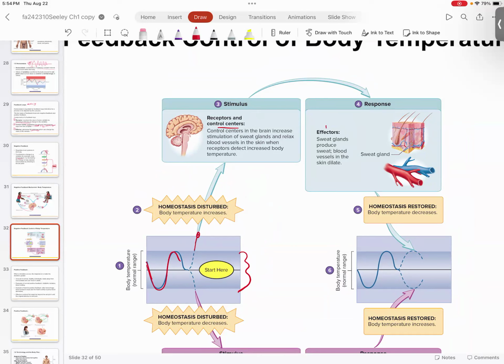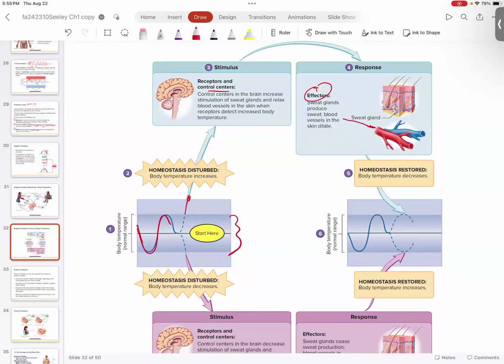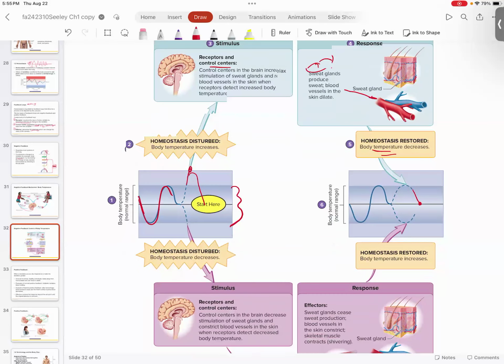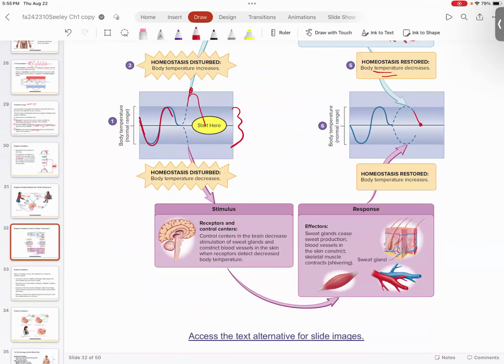And then it's going to send these instructions to your sweat glands, which are in your skin. It's also going to send instructions to your blood vessels to dilate, and that's the reason why we turn red and get flushed when we run, because our blood is moving up toward the surface of our skin. And then that's going to be shedding heat through our sweat and through our blood vessels. It's going to bring our body temperature back down, and it's going to essentially get us back down to our homeostatic norm. So our homeostasis is restored at this particular point.